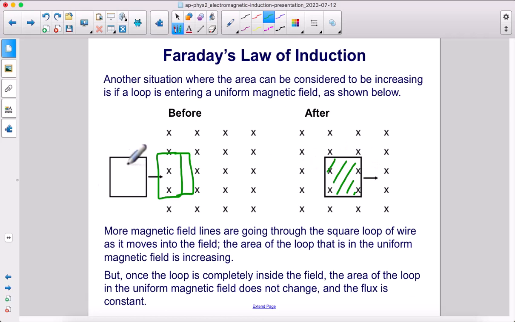Here, none of the area had the field in it, and then here, all of the area has the field in it. So you can see that that area is changing as the loop moves. Once the loop is completely inside the field, the area of the loop in the uniform magnetic field does not change. So once the loop's in the field, even though it's moving here, it won't have any change in flux, because the amount of magnetic field lines going through the loop will not be changing once the loop is entirely inside the field.